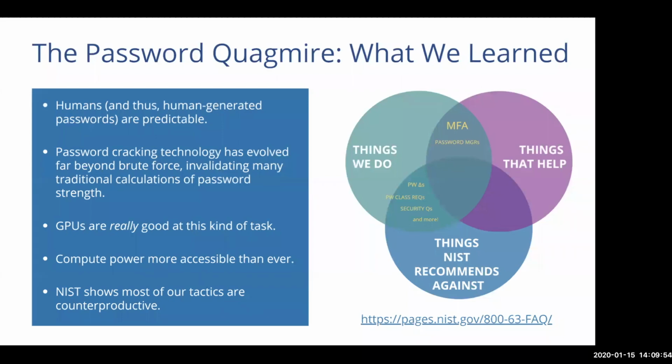Another thing that's not going well for us is that graphical processing units, as opposed to CPUs, are really good at password cracking, and that compute power is more accessible than ever. So it's great that we've democratized access to this kind of compute power, but when you can buy just what you need in the cloud, it makes it a lot easier for people to start getting into the business of cracking passwords. And then the last thing is that the NIST digital identity guidelines show that most of our tactics are actually counterproductive. The digital identity guidelines recommend against prescriptive character classes. They recommend against security questions and regular prescriptive password changes.